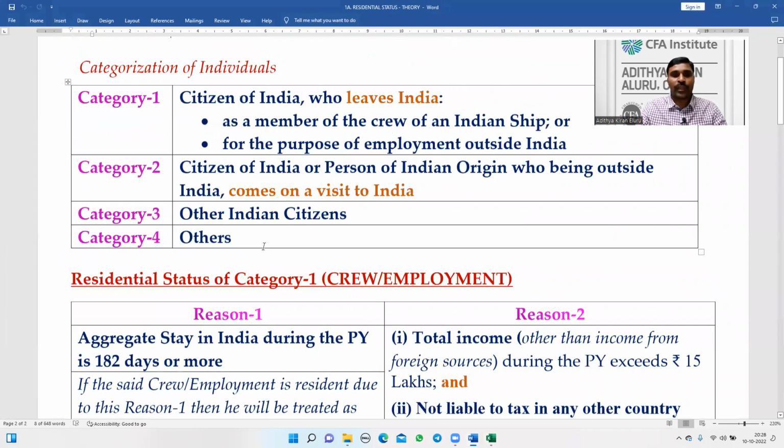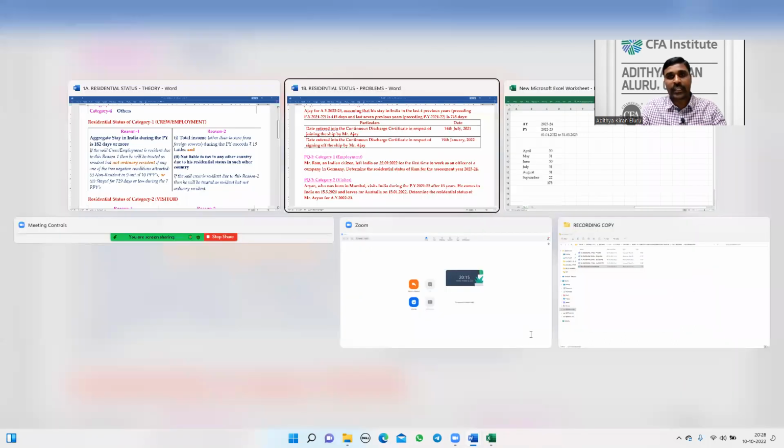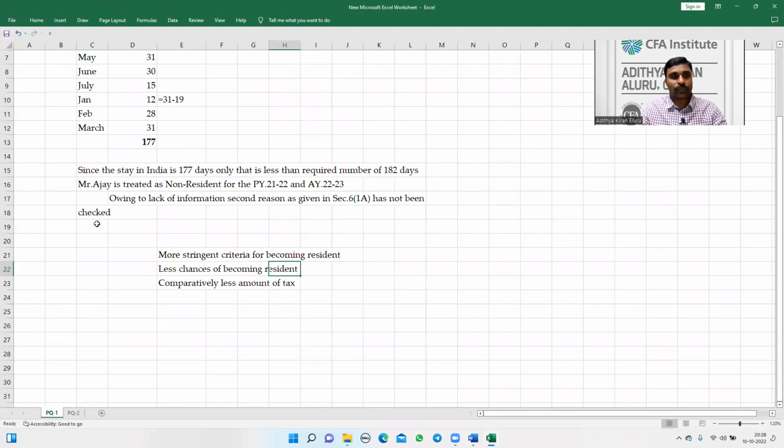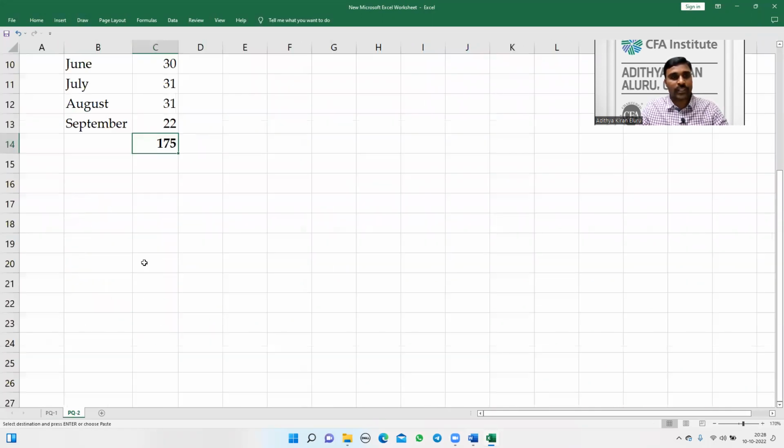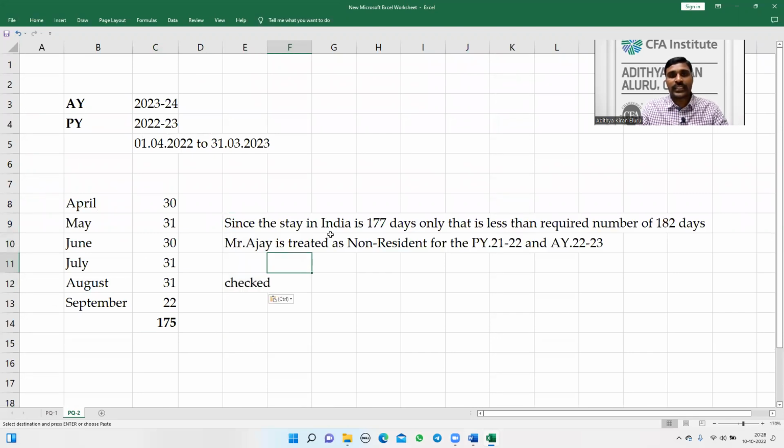Due to lack of information, we are not applying the second condition. So we can write the same description here also. Since the stay in India is only 175 days, that is less than the required 182 days.